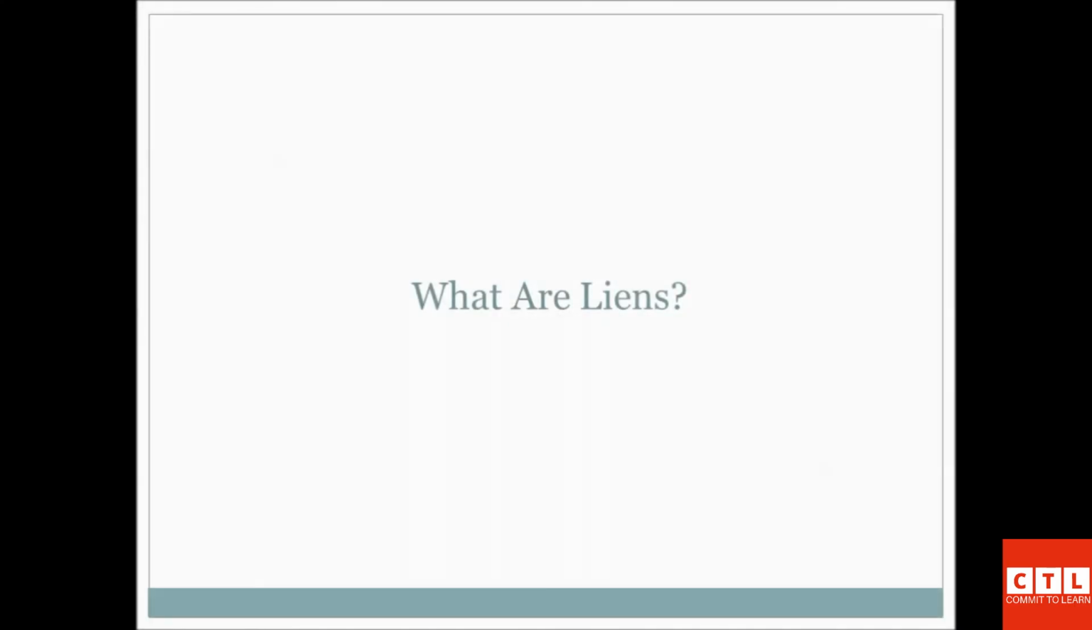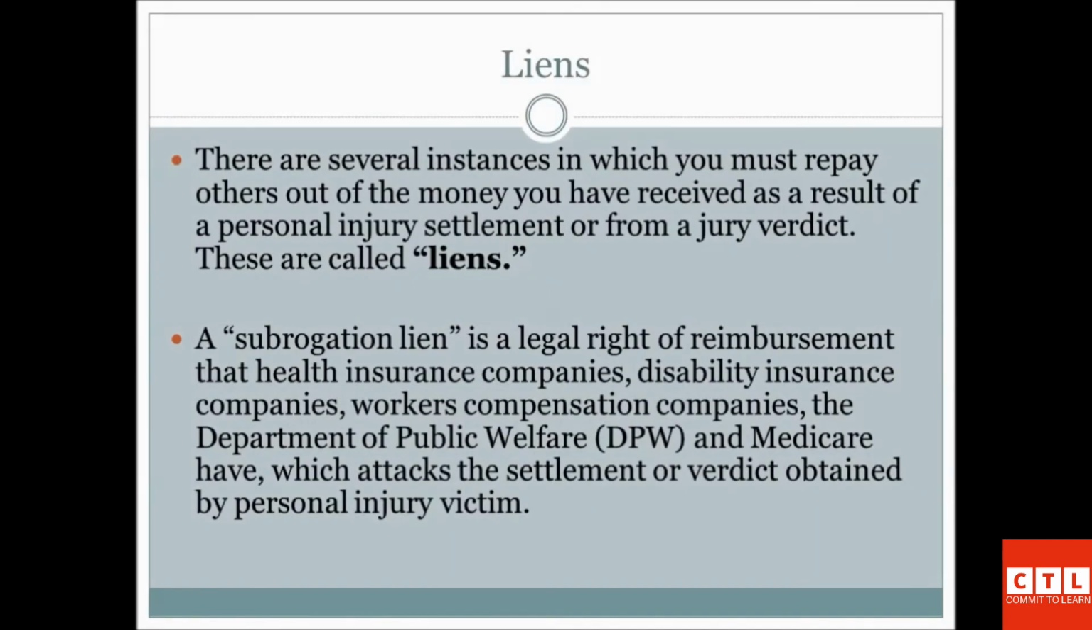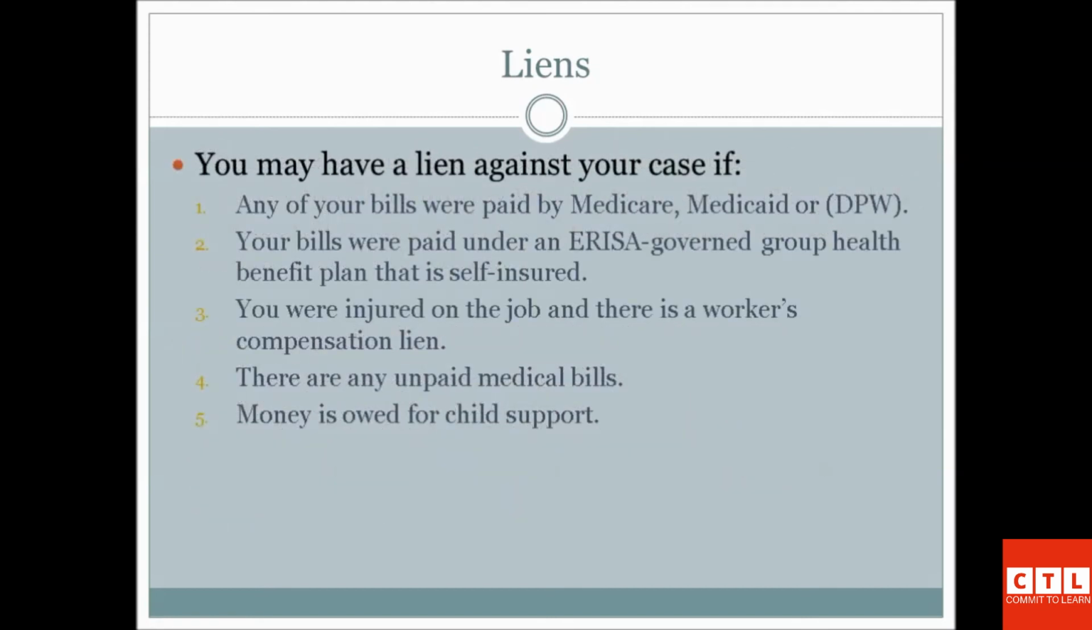This discussion is going to be about liens. Now that's spelled L-I-E-N-S, also known as a subrogation lien or a right of reimbursement by an insurance company or an entity paying benefits on your behalf. There are several instances in which you must repay other entities out of the money that you receive as a result of a personal injury settlement or from a jury verdict, and that's where these liens come into play.